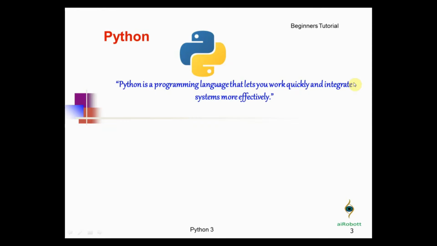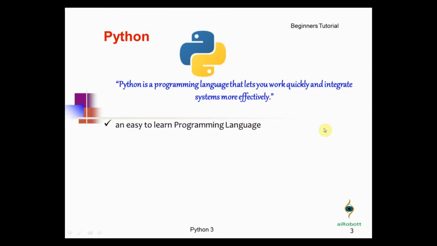Python is a programming language that lets you work quickly and integrate systems more effectively. This quotation is obtained from the python.org website. It is a programming language, and you can quickly integrate with systems more effectively.